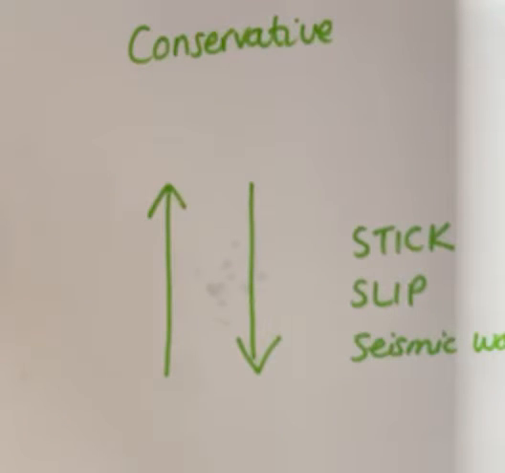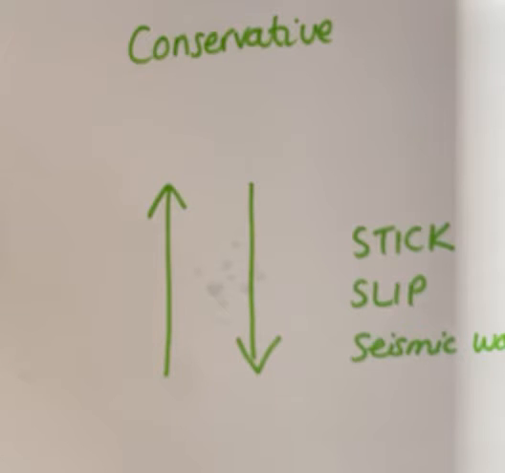So a conservative plate boundary is where you have two plates sliding next to each other. Sometimes this can be in the opposite direction. Sometimes the plates are sliding in the same direction, but at different speeds. But where we've got two plates sliding next to each other, there's no magma involved at all.